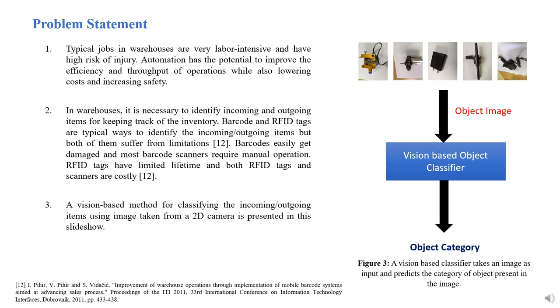Barcode and RFID tags are the traditional ways to identify items, but both of them suffer from limitations. Barcodes easily get damaged and most barcode scanners require manual operation. RFID tags have limited lifetime. Both RFID tags and barcode scanners are costly.